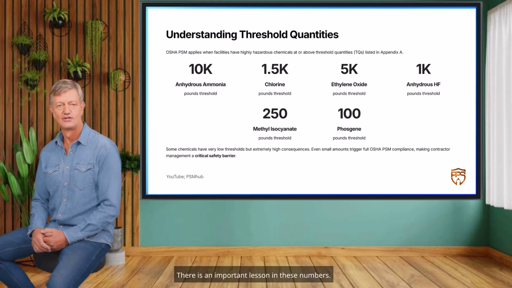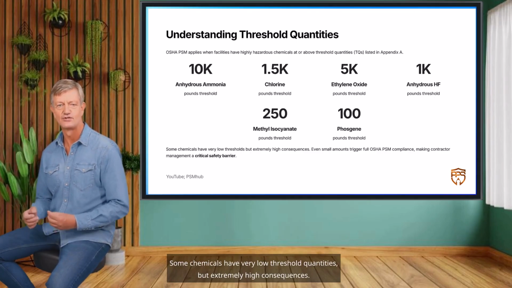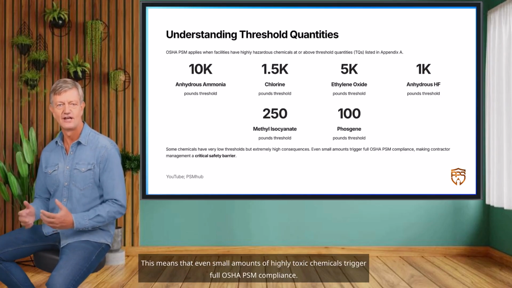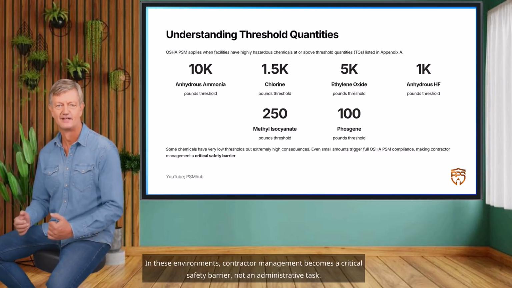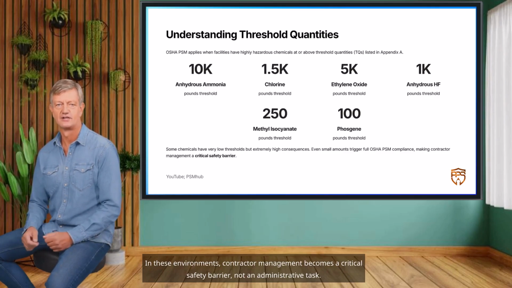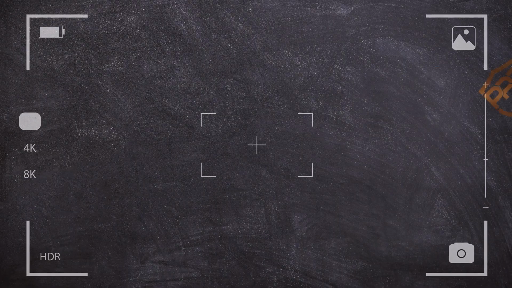There is an important lesson in these numbers. Some chemicals have very low threshold quantities, but extremely high consequences. This means that even small amounts of highly toxic chemicals trigger full OSHA PSM compliance. In these environments, contractor management becomes a critical safety barrier, not an administrative task. Without proper controls, a contractor can unknowingly compromise containment, and the result can be catastrophic.